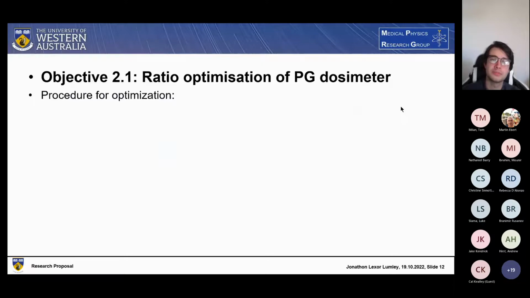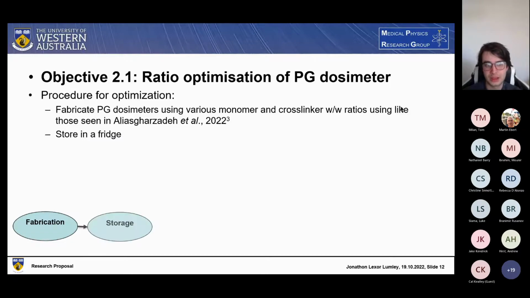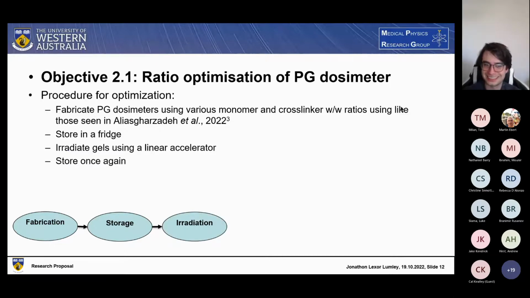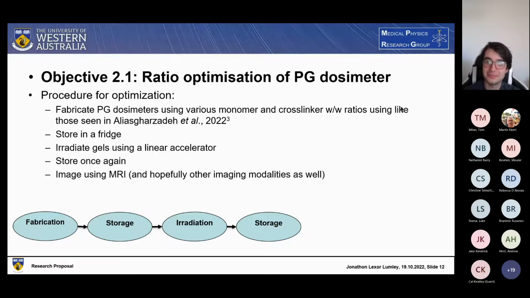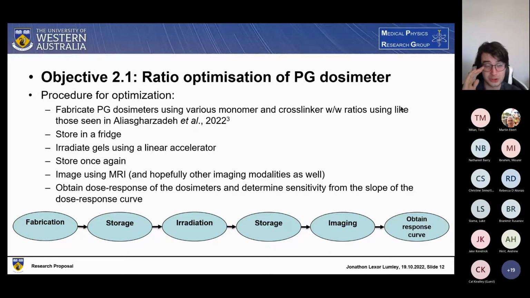For the process of optimization, our procedure will be to fabricate PG dosimeters using various monomers and cross-linkers, and then store them in the fridge. After that, we will irradiate them using the TrueBeam linear accelerators at the hospital, and then unfortunately have to do more storage. After that, we will image them using MRI and hopefully other imaging modalities if time permits. Then we will obtain dose response curves of the dosimeters to determine the sensitivity from each slope, because that could be used to compare them to see which benefits we want. This can also be done with dose resolution.